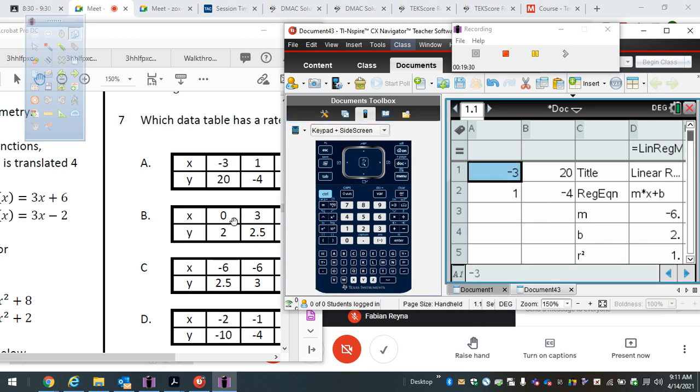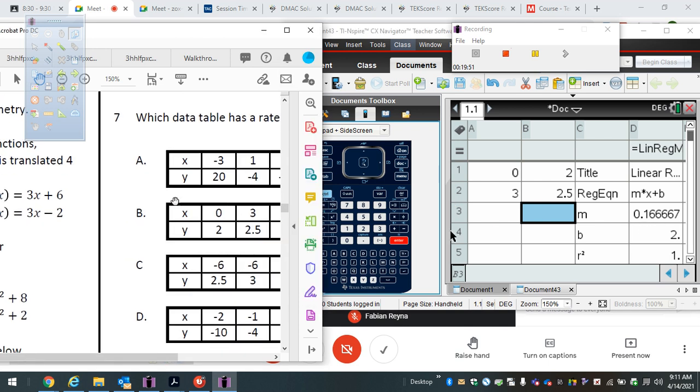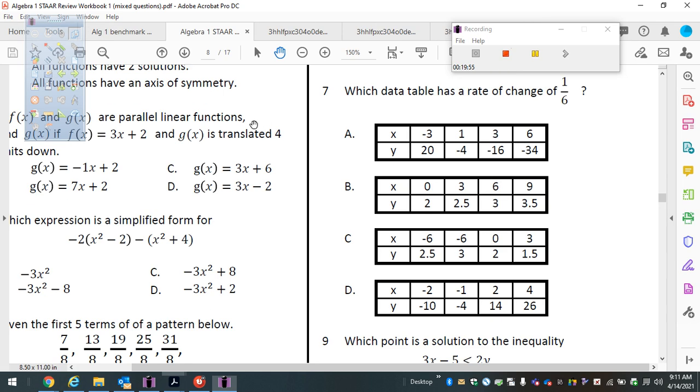No, not going to work. So now what I'm going to do is just change the numbers. I'm going to go to 0, and the calculator automatically changes it. 0, 3. Oh, my bad. 0, 2, and 3 and 2.5. Ooh, that's my answer right there. B's my answer. Okay. And that's it. Going once, going twice.